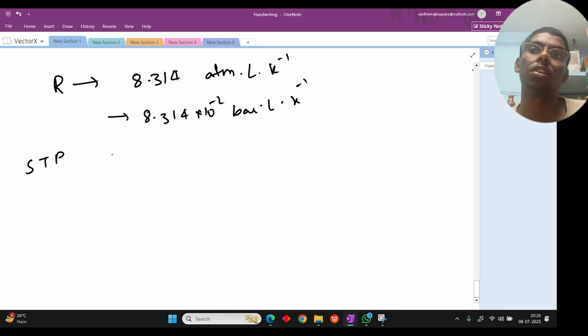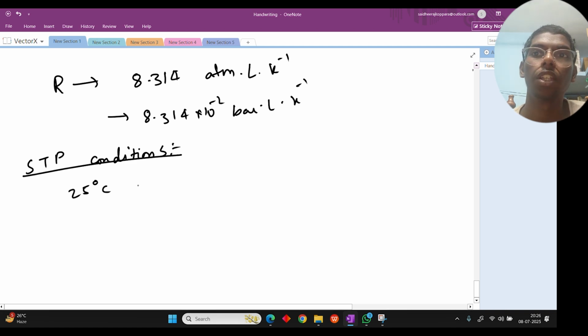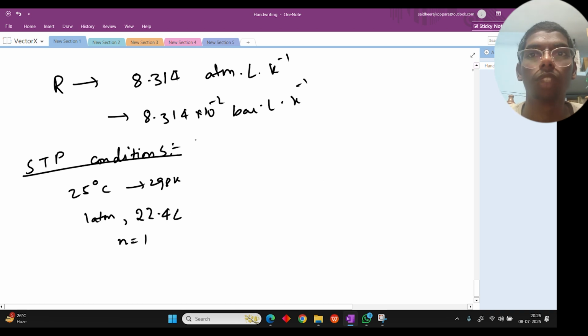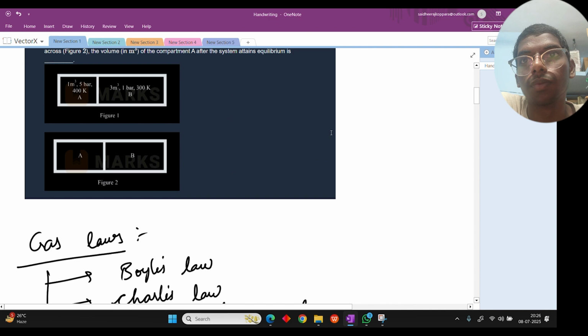And your STP conditions are 25 degrees Celsius, which is 298 Kelvin, 1 atmosphere pressure, and 22.4 liters as your volume. The number of moles will be equal to, then obviously your R value will be 8.314 into atmosphere liter Kelvin. Okay, so coming to the question.